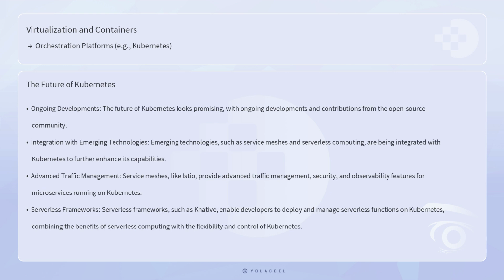The future of Kubernetes looks promising, with ongoing developments and contributions from the open-source community. Emerging technologies such as service meshes and serverless computing are being integrated with Kubernetes to further enhance its capabilities. Service meshes, like Istio, provide advanced traffic management, security, and observability features for microservices running on Kubernetes. Serverless frameworks, such as Knative, enable developers to deploy and manage serverless functions on Kubernetes, combining the benefits of serverless computing with the flexibility and control of Kubernetes.